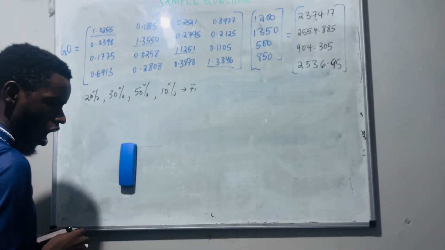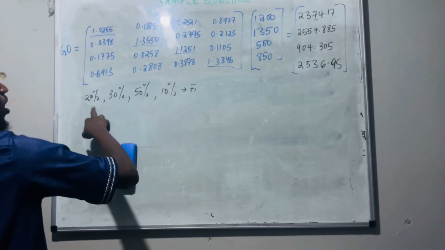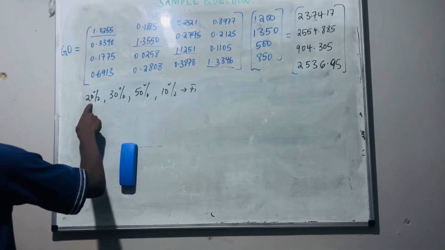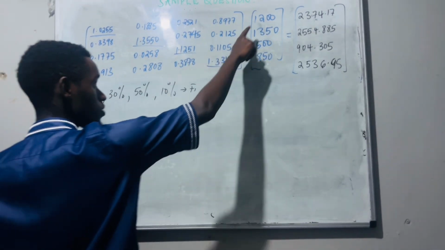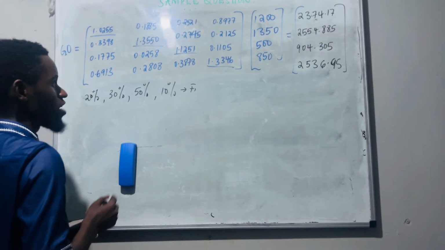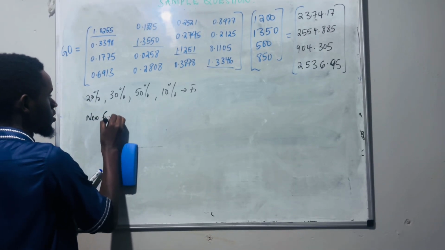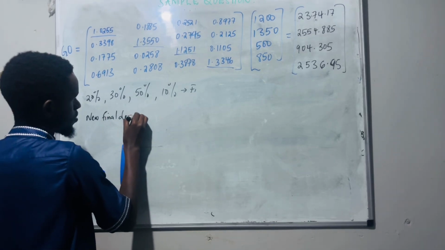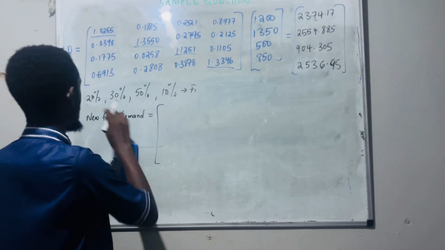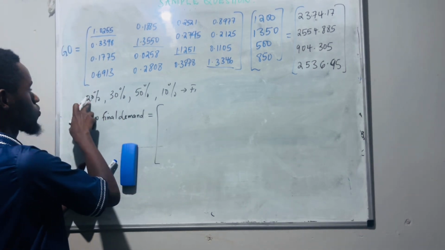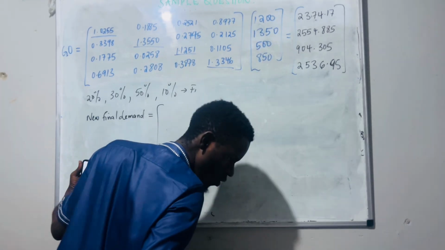Now, how do we go about this? Just go the way we just said: 100 plus 20% times this value, so you have 1.2 times this, and we get the answer. Therefore, the new final demand is going to be something like this. If I have 1.2, that is 100% plus 20%, times this, I will have 1440.